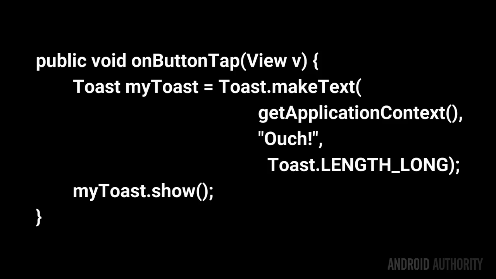When it is called, it creates a toast called myToast that will display the message "ouch". To show the toast, we just call myToast.show. And that's it in terms of writing the app. Now it's time to test it in the emulator.